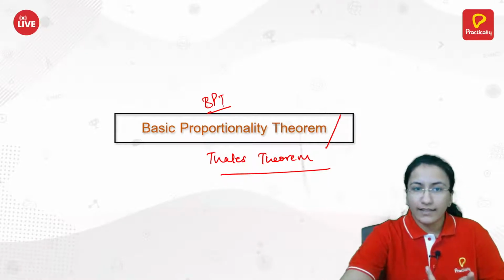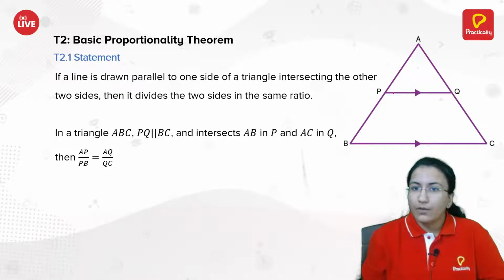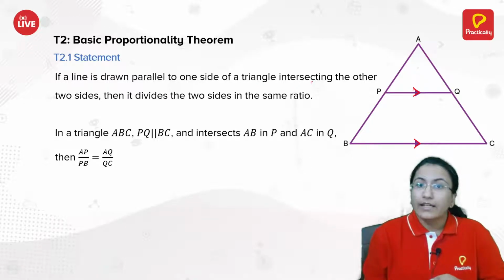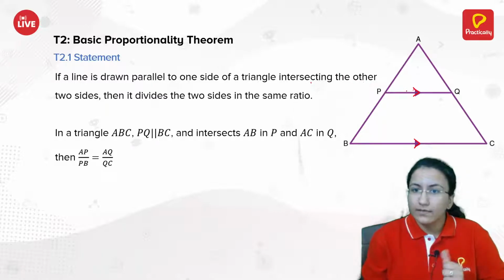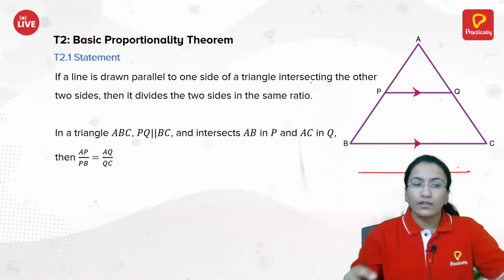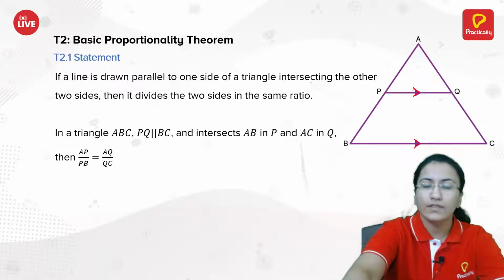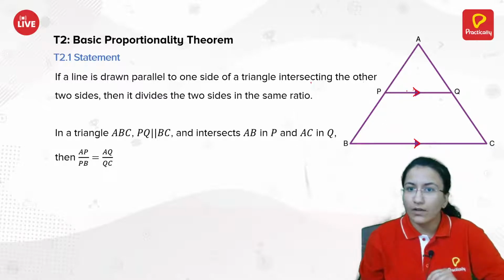So what exactly does the statement say to us? If a line is drawn parallel to one side of a triangle, like here I have drawn a line PQ which is parallel to BC, but how have I drawn it parallel? It intersects the other two sides. That's why I have drawn it this way. Otherwise I would have drawn it over here, right? So the line which is drawn parallel must be intersecting the other two sides of the triangle. So I have drawn it this way.